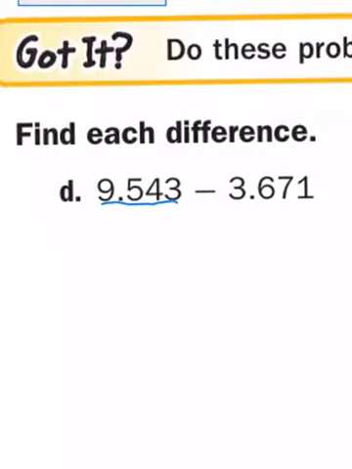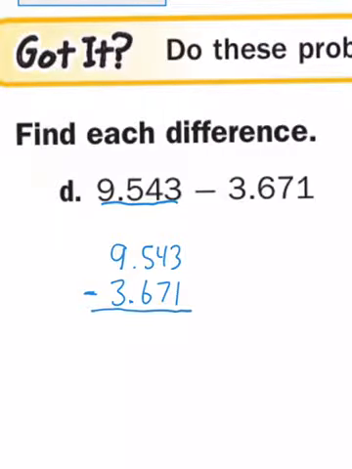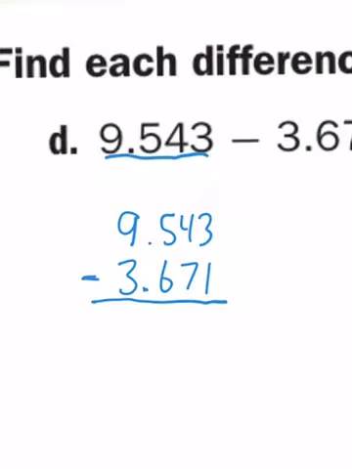All right, let's see what you got. So I'm going to start with 9.543. So that's 9 and 543 thousandths minus 3 and 671 thousandths. Okay, now just going to subtract. Remember, keep your decimals lined up. So 3 minus 1 is 2. I cannot do 4 minus 7, so I'm going to borrow. But 14 minus 7 is 7. I cannot do 4 minus 6, so I need to borrow again. Now I do 14 minus 6, which is 8. And then 8 minus 3 is 5.